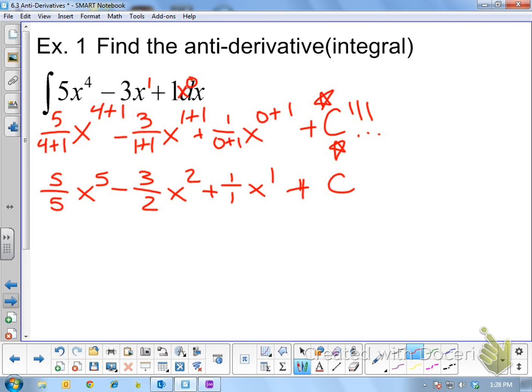We could simplify a little further. Again, I'm doing the simplification in great, great detail. You can probably already see some spots where we could have skipped. 5 divided by 5 is 1. 3 divided by 2 doesn't simplify. 1 divided by 1 is 1.